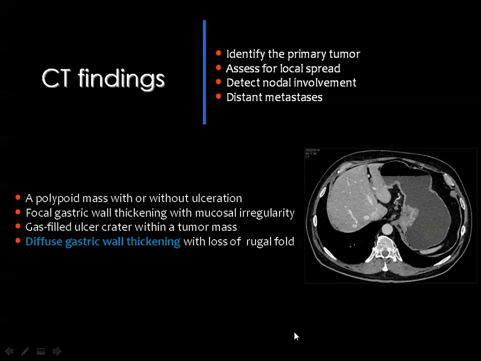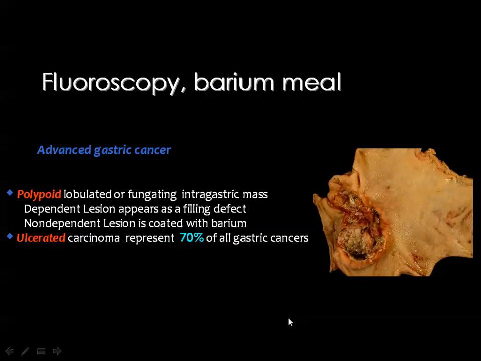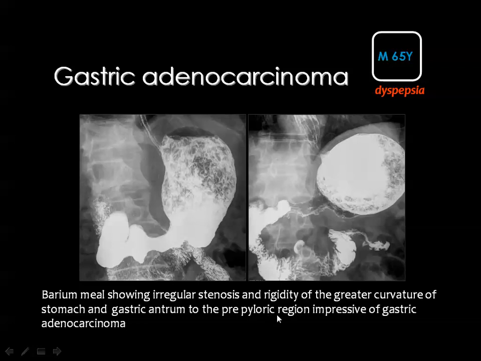nodes. The main value of CT in cases of gastric cancer is, number one, to identify the site of the tumor and to assess for local spread, to detect the regional lymphadenopathy, and also the presence of metastasis. Bulboid lesions, if they are dependent, will appear as a filling defect, while if they are non-dependent, they will be coated with barium. Then ulcerated carcinoma will show the typical appearance of an ulcer with everted edge and interruption of the mucosal lining.